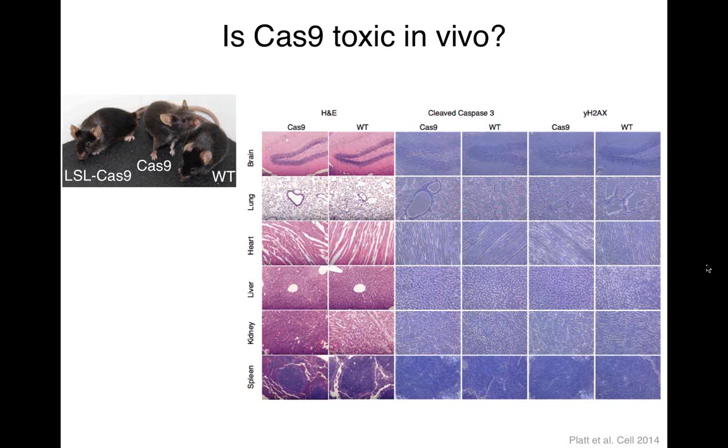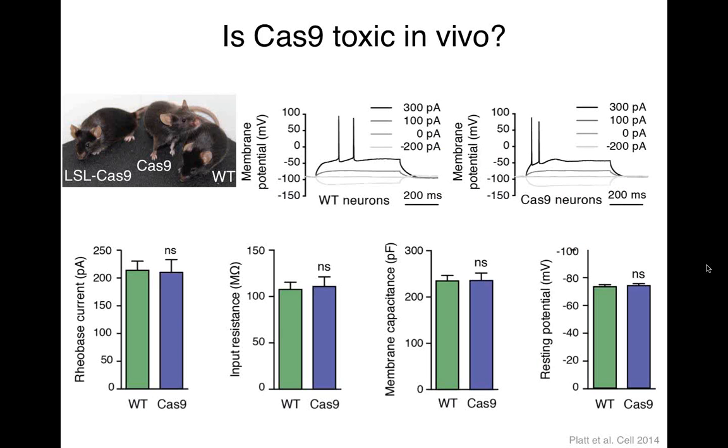We might not be inducing DNA damage or apoptosis, but are we changing the physiology of different cell types? And we answered this question by looking at a very sensitive cell type within the brain, which is a pyramidal neuron in the CA1 hippocampus. And we performed patch clamp electrophysiology with the help of Yang Zhu and Guoping Feng's lab at MIT. So if you look at the fundamental properties of these neurons, you can see that we did not change their action potentials. And if you look for even more fundamental properties like rheobase current, input resistance, membrane capacitance, or resting membrane potential, we could not identify any physiological changes between wild type and Cas9 expressing neurons.